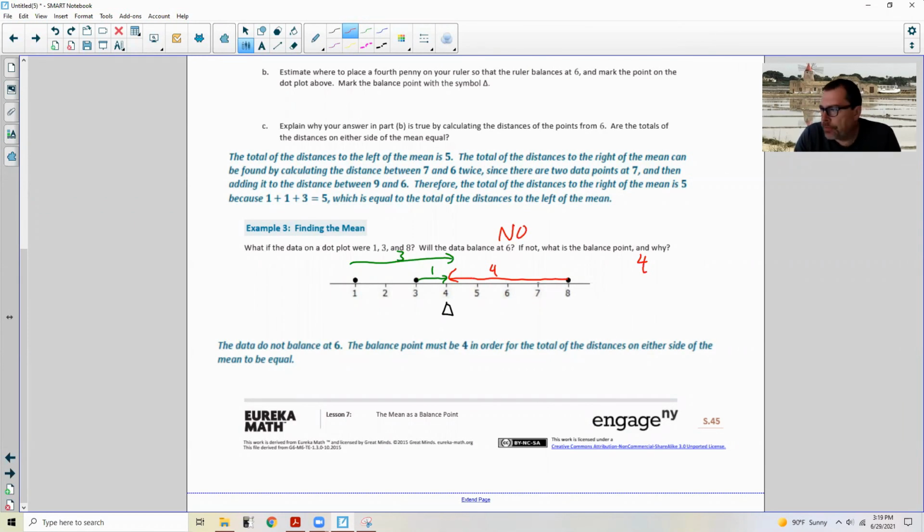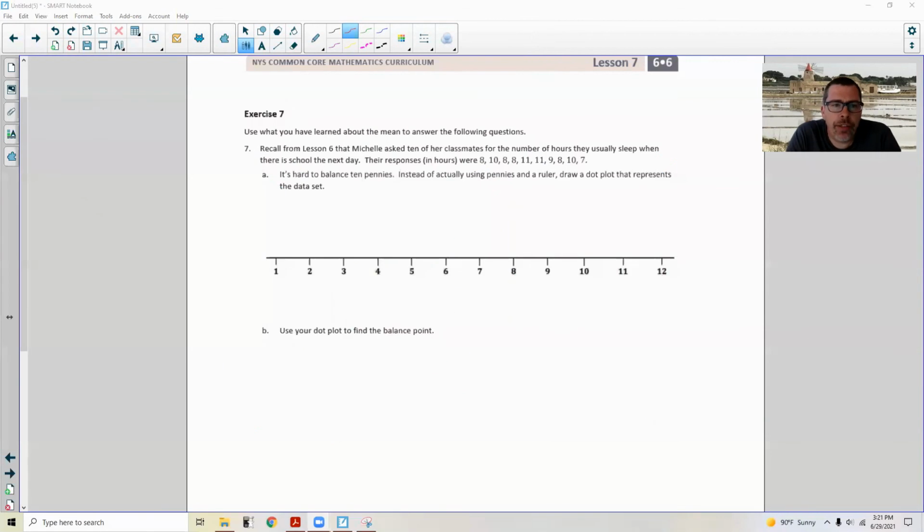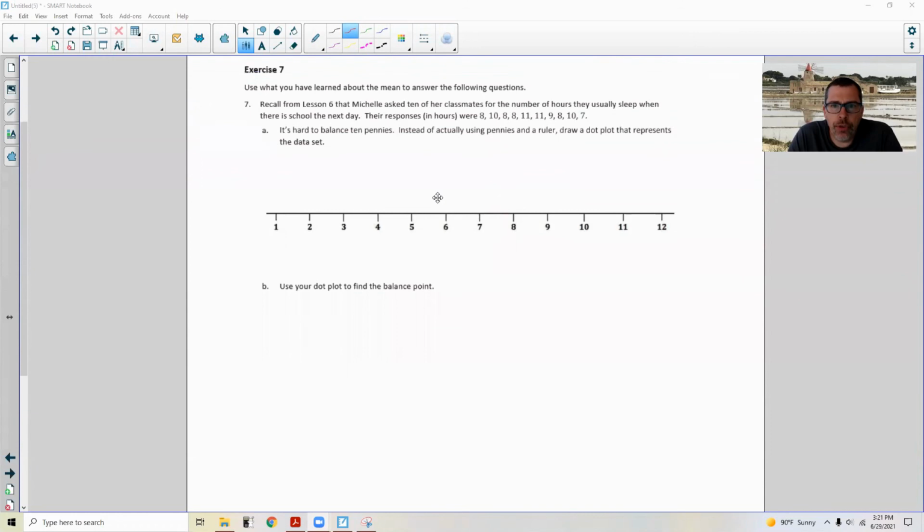The balance point must be 4 in order for the total of the distances on either side of the mean to be equal. Okay, page 6, exercise 7 says, use what you have learned about the mean to answer the following questions. Recall from lesson 6 that Michelle asked 10 of her classmates for the number of hours they usually sleep when there is school the next day. Their responses in hours were 8, 10, 8, 8, 11, 11, 9, 8, 10, 7.